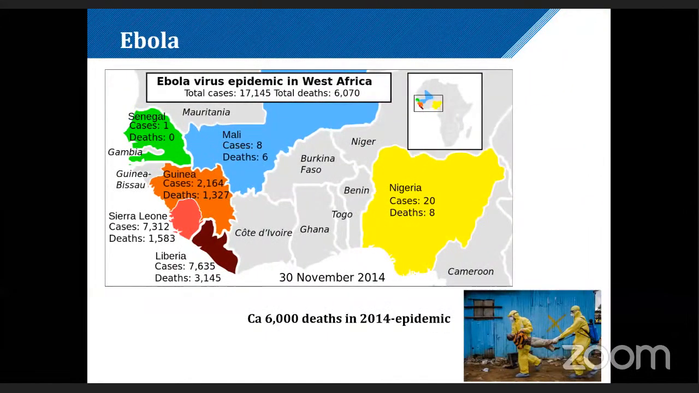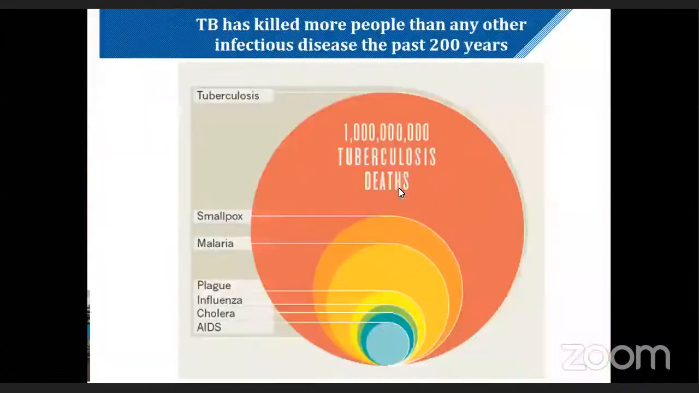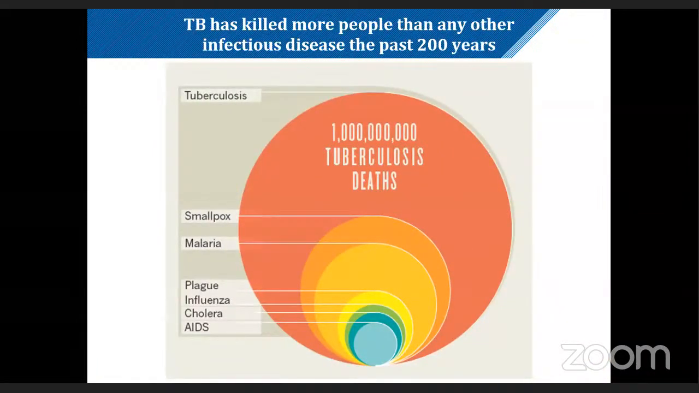Another example of an emerging infection, which you've probably also heard about, is Ebola. For instance, the outbreak in 2014 in the West African part of Africa killed about 6,000 individuals. But what about TB? How many lethal cases does that disease cause? Well, in fact, TB has killed the most individuals, many more than any other infectious disease in the past 200 years.